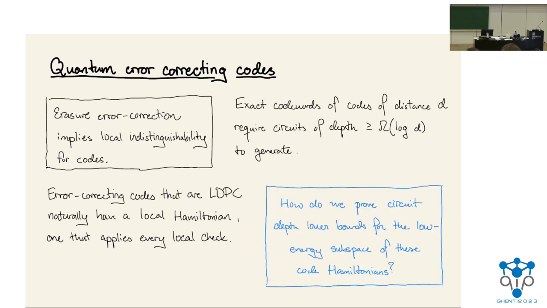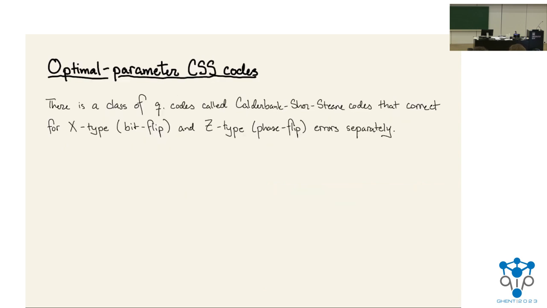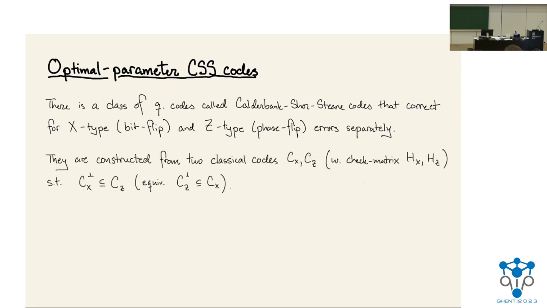So the real question is now, how do we prove circuit depth lower bounds for the low energy subspace of these Hamiltonians? To do that, we're going to have to start thinking about something a little bit more specific. Let's talk just about CSS codes. CSS codes are constructed from two codes, CX and CZ.